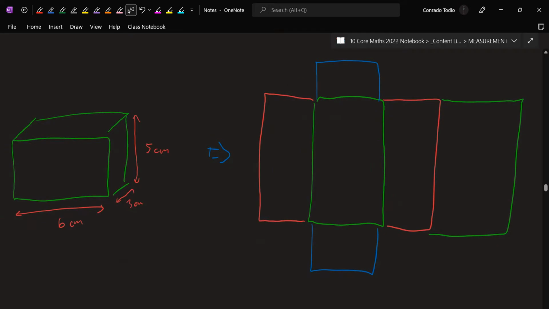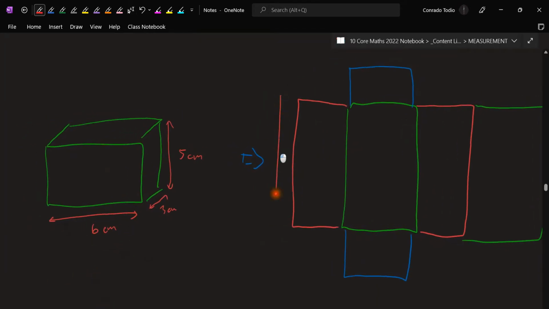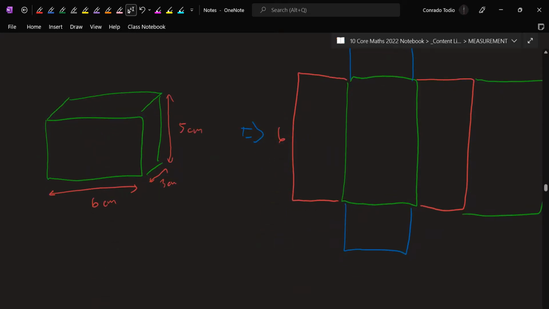Well, let's put in the dimensions for now. So I know that this length here corresponds with the length of this whole thing. So this should be 6. This length here, this length here, okay, should be 5. Okay, why is that 5?